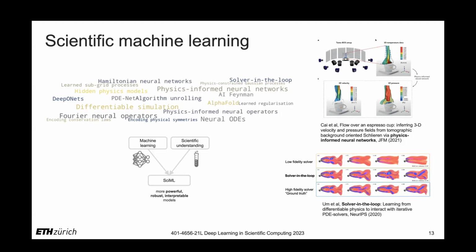Another really interesting way to incorporate deep learning is to put it inside of our traditional algorithms. So you can take, for example, a finite difference solver, like a traditional simulation code, and insert a neural network into the middle of that and try to accelerate or improve the accuracy of the solution. That's exactly what, for example, a solver in the loop or differentiable physics is able to do. And we'll talk about these techniques in much more detail in future lectures.